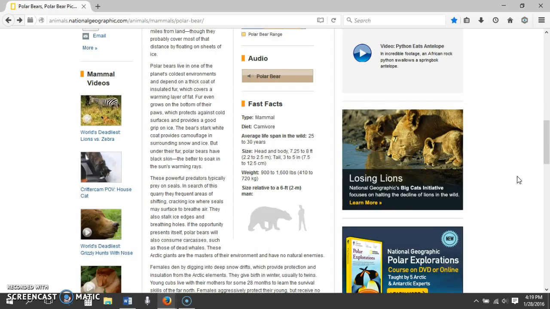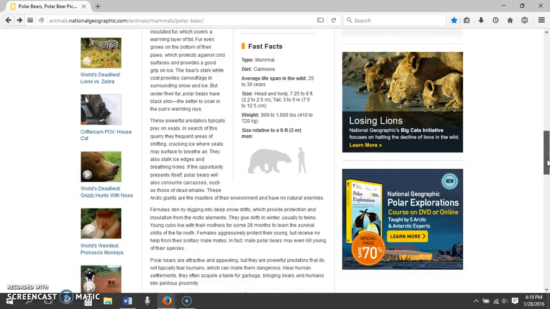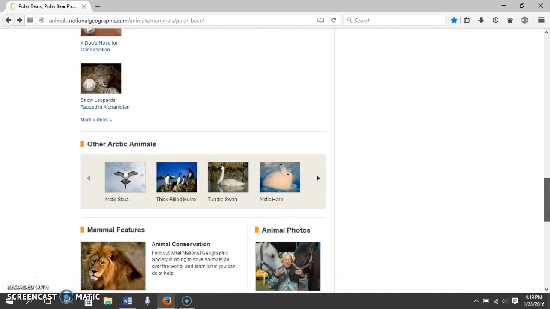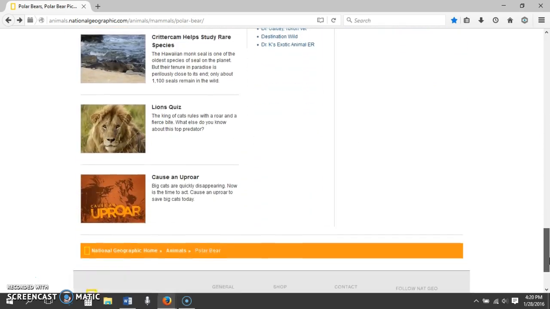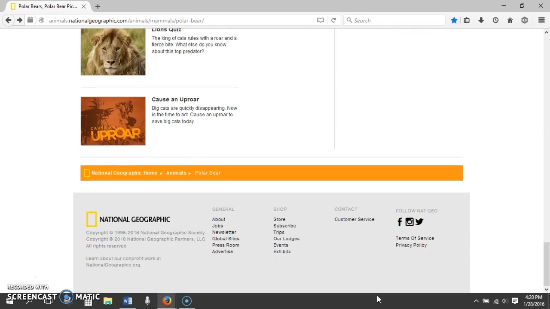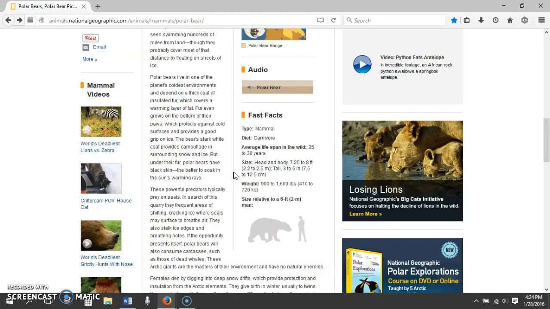We next need to consider when the information was written. Even though this particular article does not have its own publication date, we can take a look at the copyright information for the website as a whole. Down at the bottom, we see that the copyright is from 1996 to 2016. This tells us that the National Geographic Society maintains the information posted on this website.